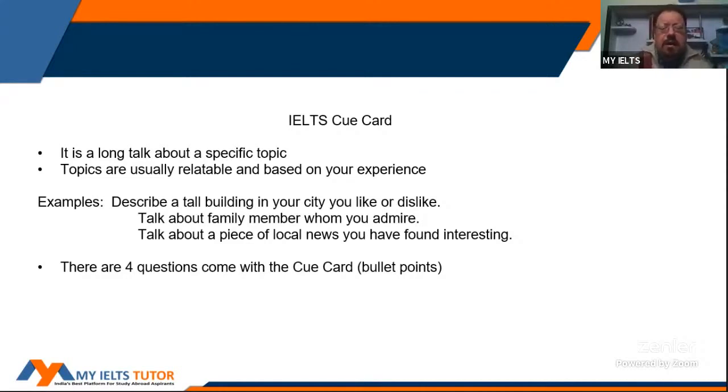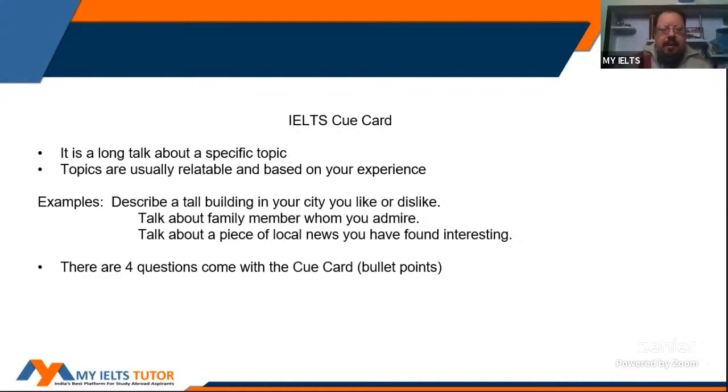And so let's move on then to the IELTS cue card. Now, as I said, the cue card is a long talk about a specific topic. It could be talking about a person you admire, or an aquatic animal, or a tall building. Those are examples. Topics are usually relatable. This means you usually have some experience with the topic, and they're based on your experience.